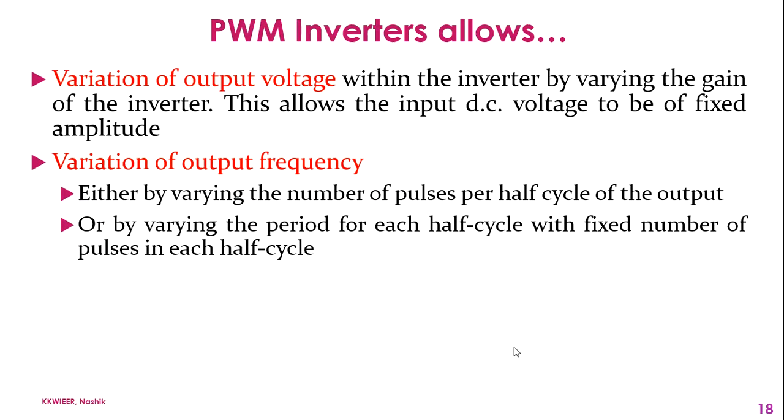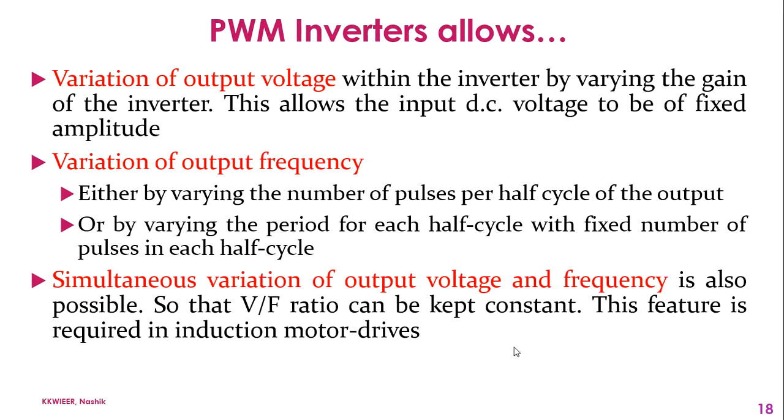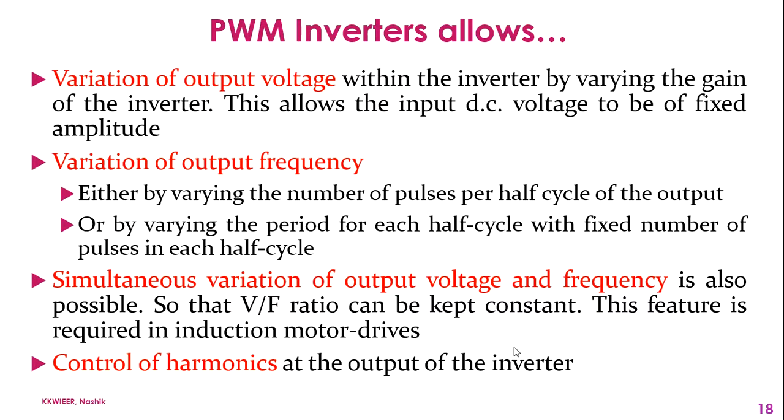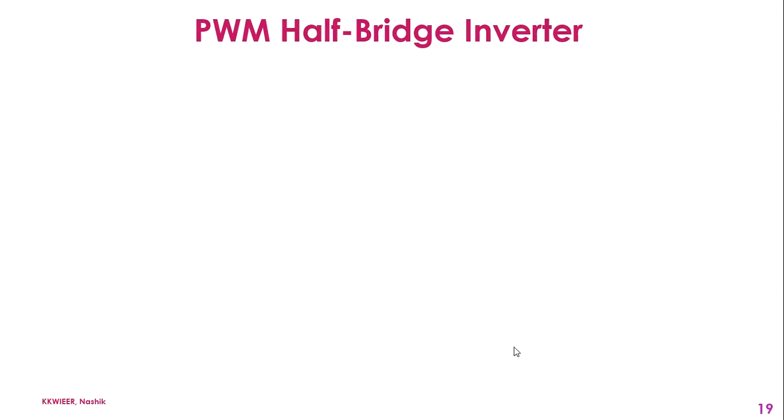The variation of output frequency is achieved either by varying the number of pulses per half cycle of the output or by varying the period of each half cycle with a fixed number of pulses in each half cycle. The simultaneous variation of output voltage and frequency is also possible. So the V by F ratio can be kept constant, and this feature is required in induction motor drives. The control of harmonics at the output of the inverter is allowed by these PWM inverters.